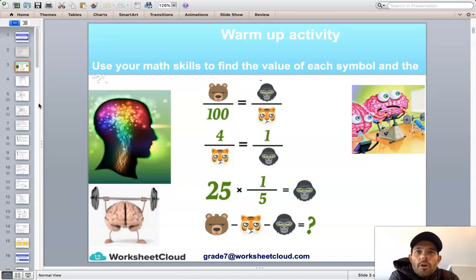So you know that you need to use your math skills to find the value of each symbol. Don't forget the question mark at the end. Take your time, there's no rush, check your work. Make sure you go over it and that it all makes sense. Write down your thoughts. It'll be a lot easier to understand. And let's see how you guys get on.